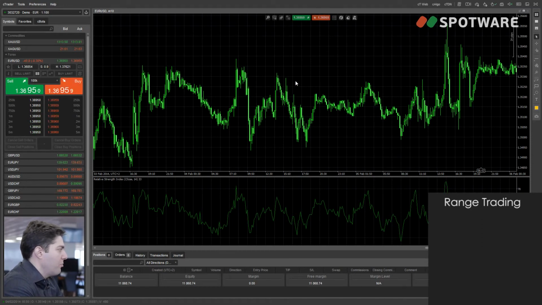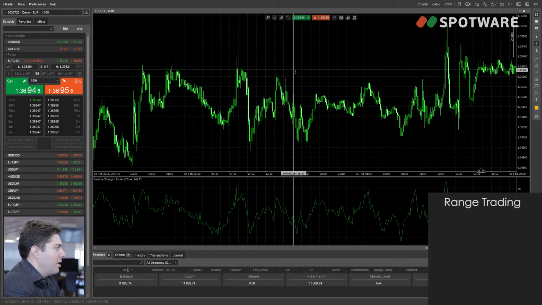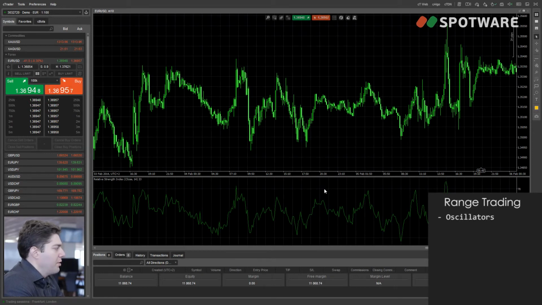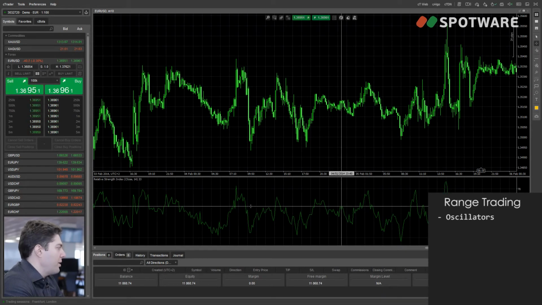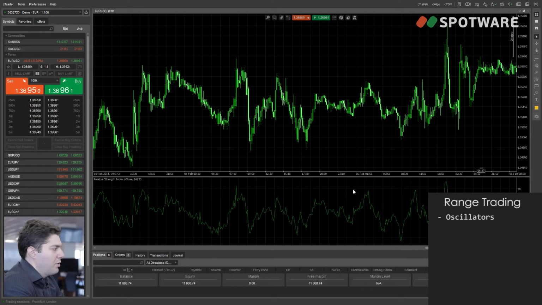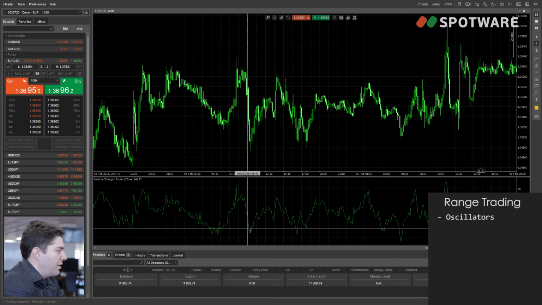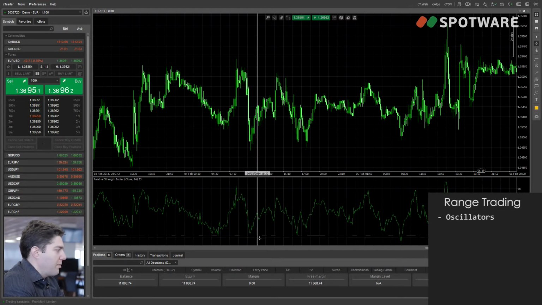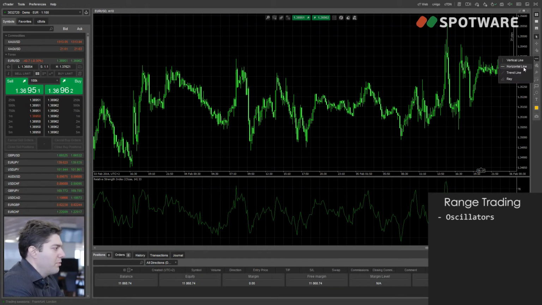The first more popular method of trading a range market is by using an oscillator. An oscillator is an indicator that oscillates from a specific value in the middle, and it's showing overbought and oversold areas. Here we have the relative strength index, which is considered to be overbought at 70 price and oversold at 30 price. So what we're doing here is we're finding places that the price is in the oversold or overbought areas and going long or short. We're actually buying low and selling high.